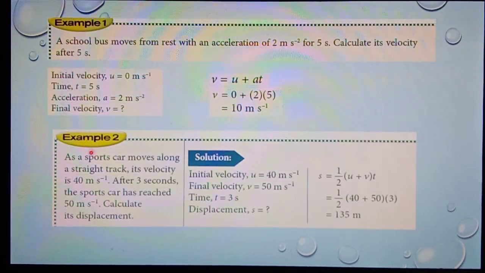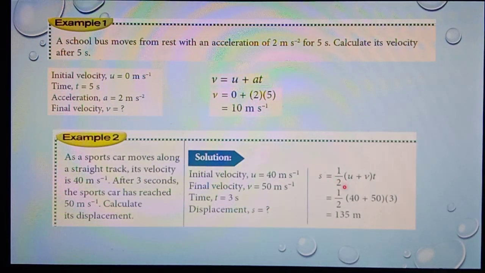Okay, example 2. As a sport car moves along a straight track, its velocity is 40. After 3 seconds, the sport car reached 50. The velocity reached 50 meters per second. Calculate displacement. Okay, now we want to list down all the information given. So we have initial velocity u, 40 meters second negative 1. Final velocity v, 50 meters second negative 1. Time taken 3 seconds. We want to find displacement.